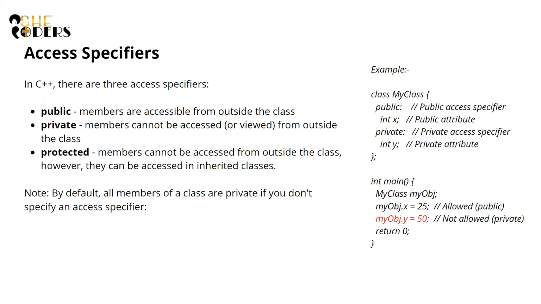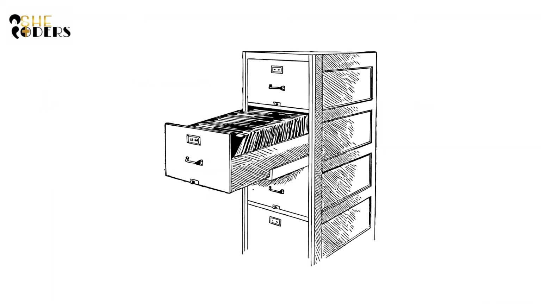By default, all the members of a class are private. Here I have written public and written integer x below that, and here I have written private and written integer y below that. If I forget to mention or don't specify which kind of access specifier I want to declare, and I don't use anything like public, private, or protected, then by default it becomes private. All the attributes inside the class definition will be private and cannot be accessed from outside.